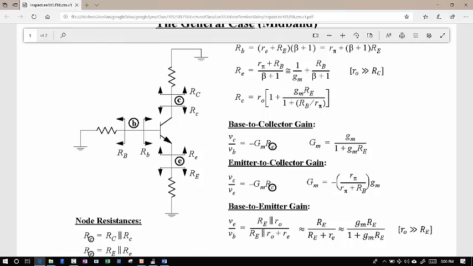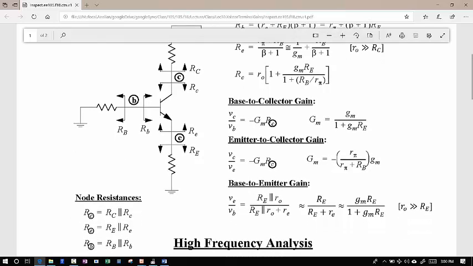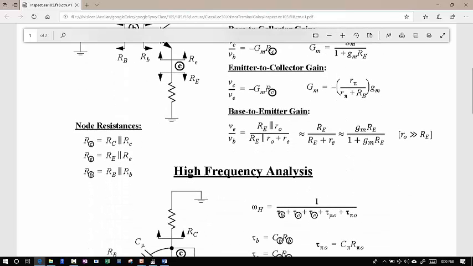Okay, and then finally gain from base to emitter. Now it's basically this voltage divider here where little RE is generally much less than big RE, so this is about equal to 1. I'm not writing that there for bipolar. You see a follower like this, if it's designed correctly, that's a gain of 1. And on the exam, you can calculate that gain and get 0.98, or you can just write 1. You choose. Okay? Then there's high-frequency analysis.